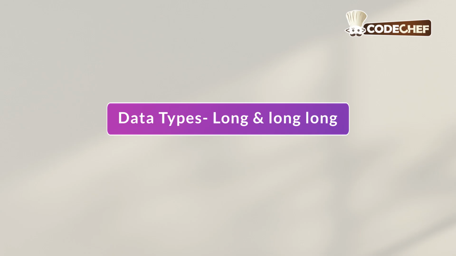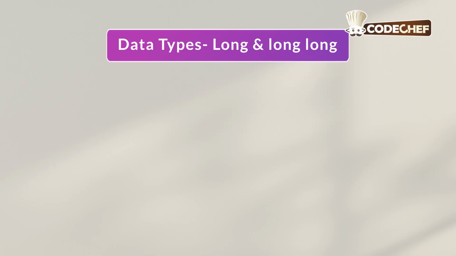The next two data types that we will be discussing today are long and long long. So in C++, both long and long long are integer data types which are used to store large whole numbers. They are similar to int but can hold bigger values, making them useful when working with large numerical data. Let's start with data type long.